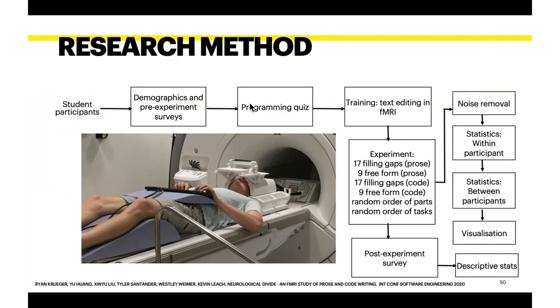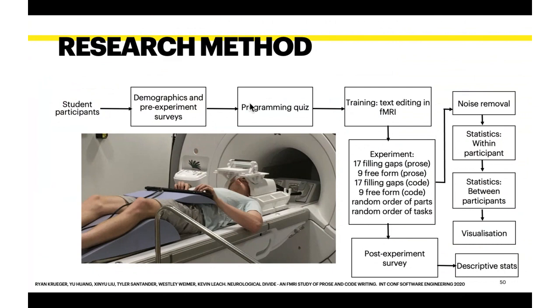Then participants have been trained. As you can imagine, it doesn't come very naturally to you to program while lying in the fMRI machine. So, of course, participants had to be trained in order to perform the study. And then the experiment itself was conducted. So participants received 17 tasks related to filling the gaps in prose and 9 in free form. The same for code. I'm going to show you the tasks in a moment. And the order was random.